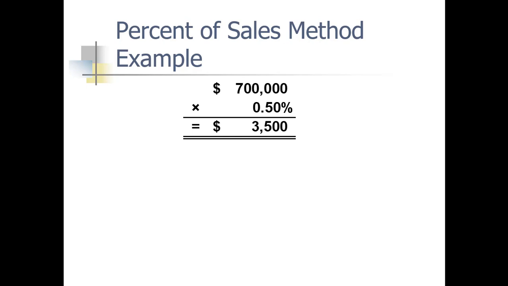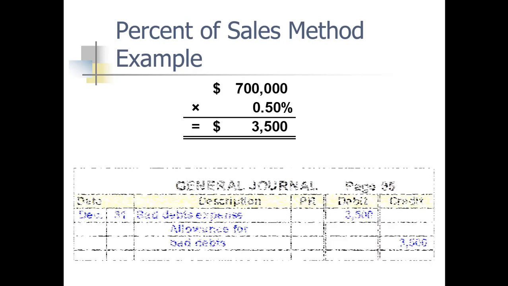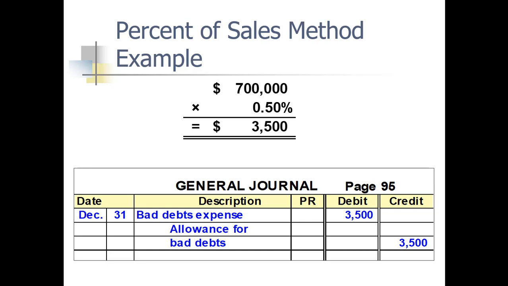So again, in order to record this adjusting entry according to this allowance method, the entry is always the same, just how we get it can be a little bit different. The entry is always a debit to bad debts expense, that operating expense account, and a credit to allowance for bad debts. So in this journal entry, I've debited bad debts expense for $3,500, and I've credited allowance for bad debts for that same amount, $3,500.